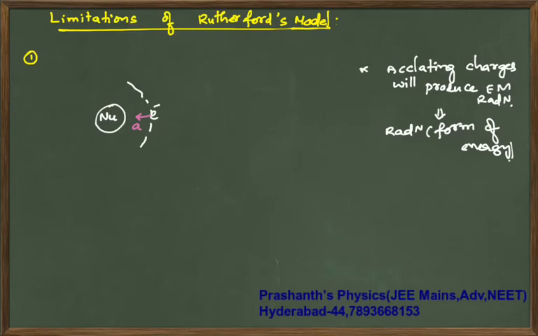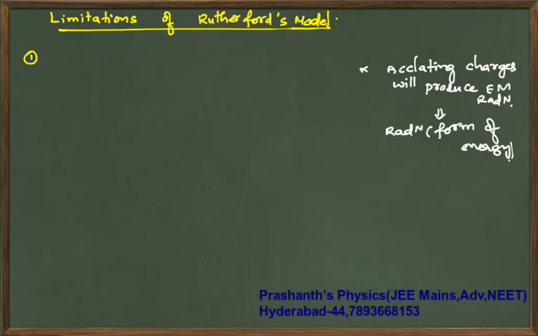If there is acceleration, obviously it should produce electromagnetic radiation. If it is producing electromagnetic radiation, that means it is losing energy. If it is losing energy, what will happen? This radius will decrease. Eventually this electron will spiral into the nucleus. If the electron falls into the nucleus, the atom becomes unstable. This limitation Rutherford failed to explain.